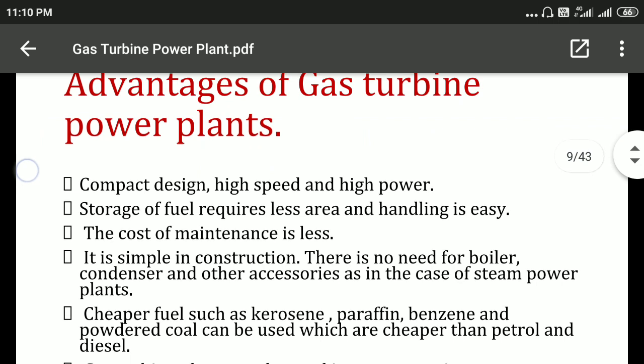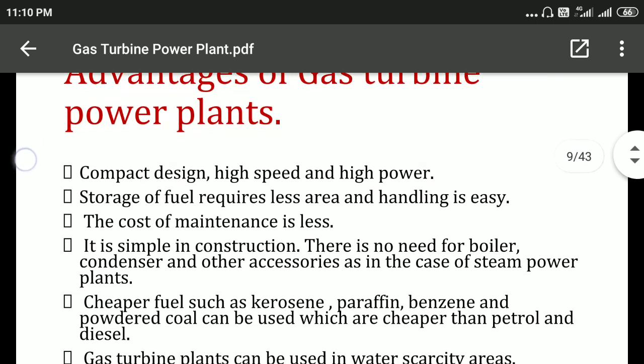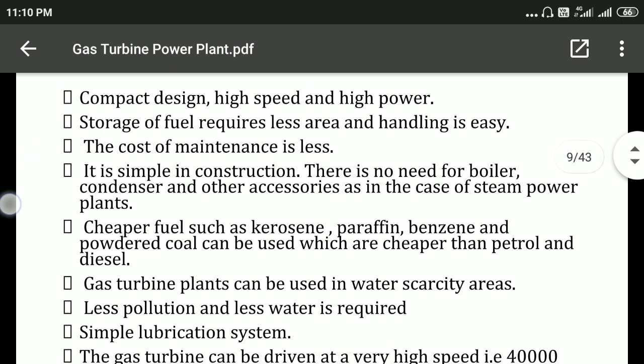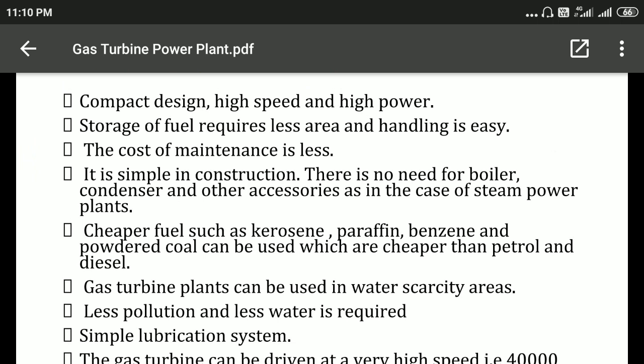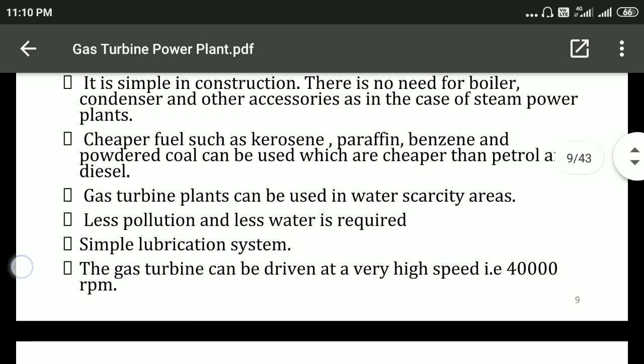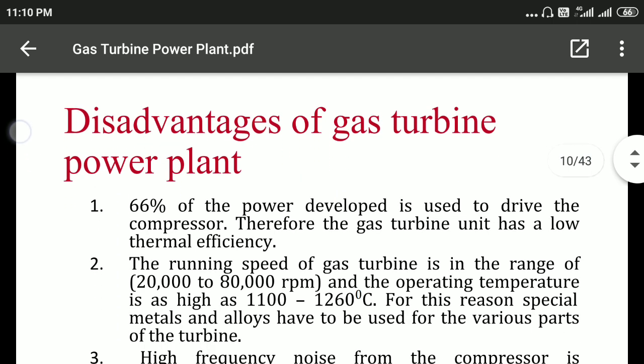The advantages of the gas turbine power plant are compact design, high speed, high power generation, storage of fuel requires less area, easy handling, low maintenance cost, simple construction, and many more. There is less air pollution; pollution is not as high as in the thermal power plant. A simple lubrication system is there. Now we will see the disadvantages.